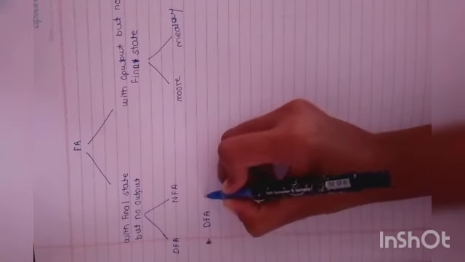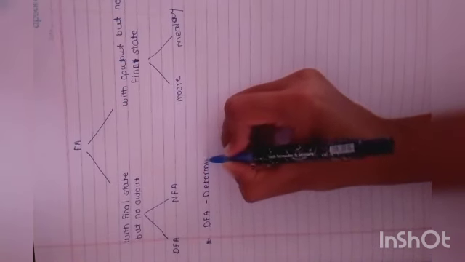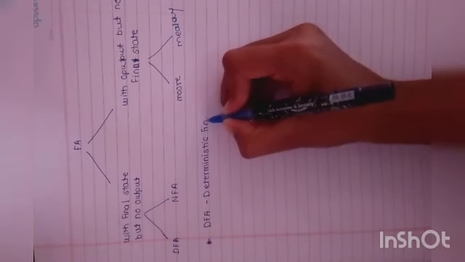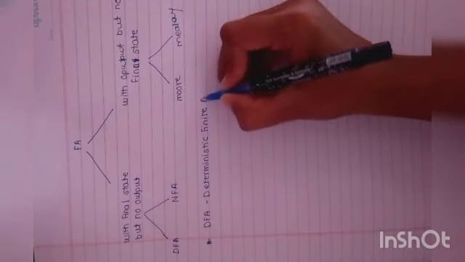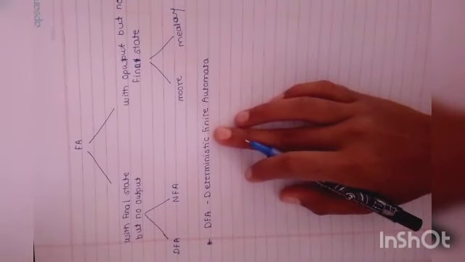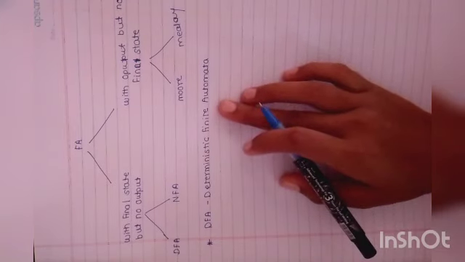DFA means deterministic finite automata. So this is a DFA, deterministic finite automata. It is a mathematical model to solve finite state machine problems or finite automata problems.